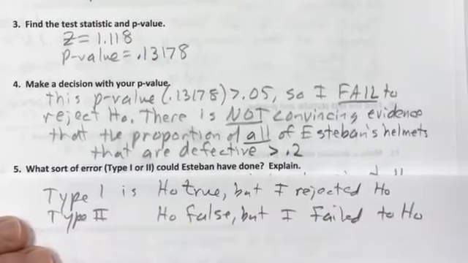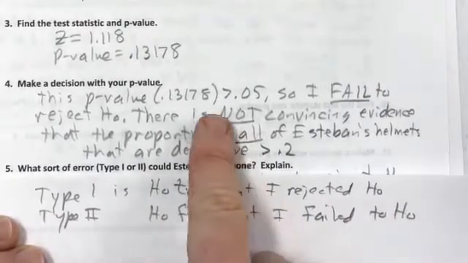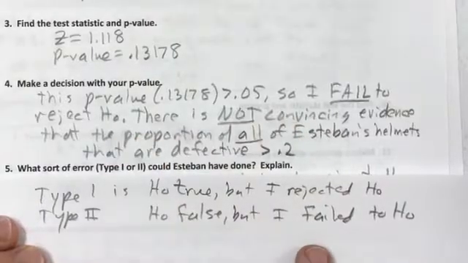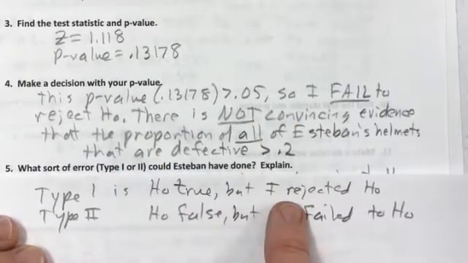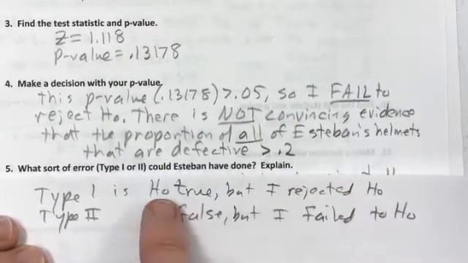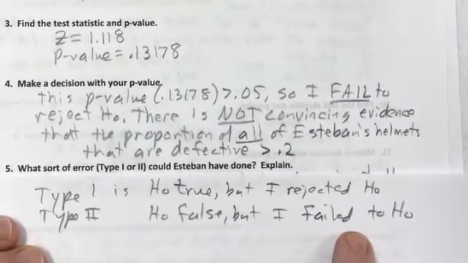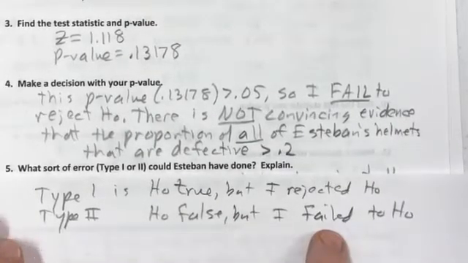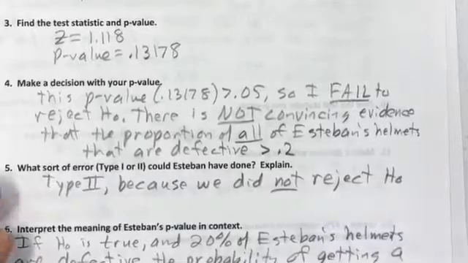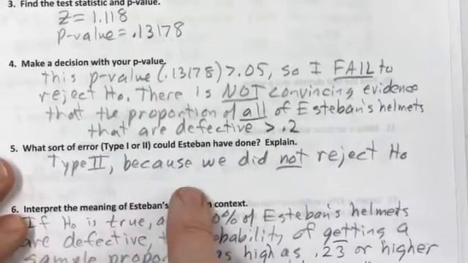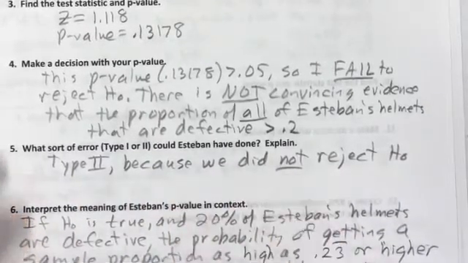Okay, so in this situation, we did not reject the null. We failed to reject the null. So we couldn't have committed type 1 error. Type 1 error is when you reject the null, but it's true. I failed to reject the null. So this could have been type 2 error. If the null was false, this would have been type 2 error. And so that is what, in essence, I said here. Type 2, because we did not reject the null hypothesis.